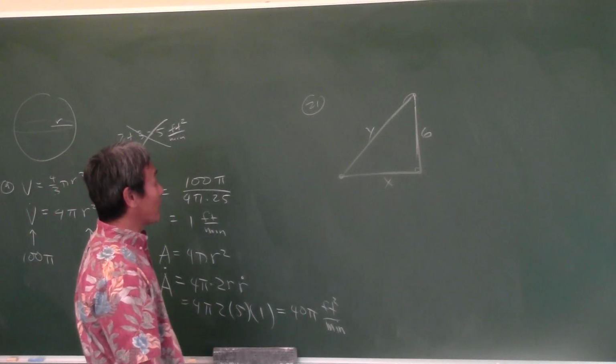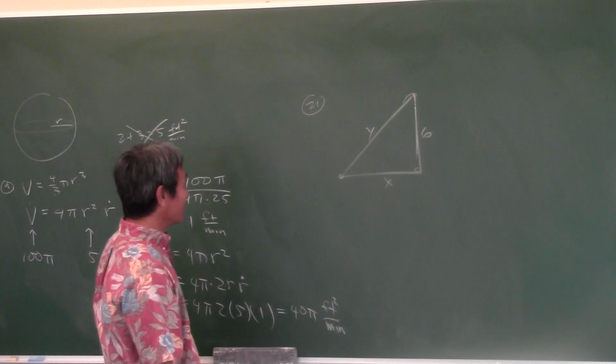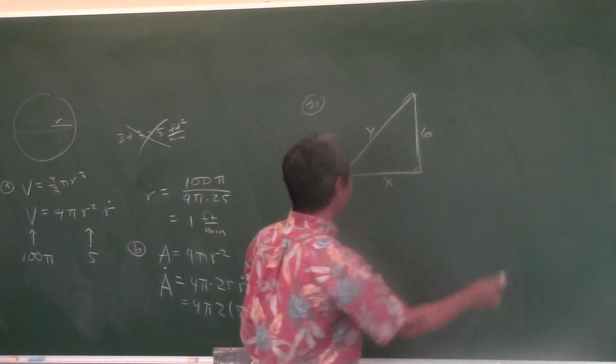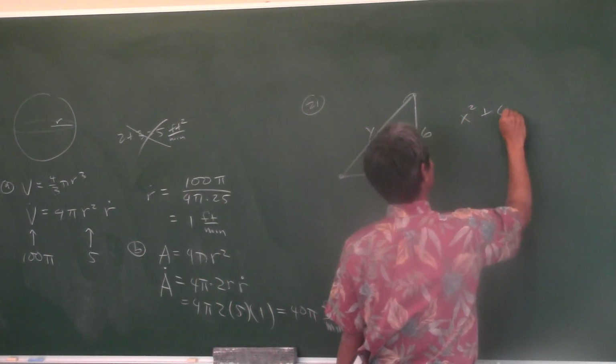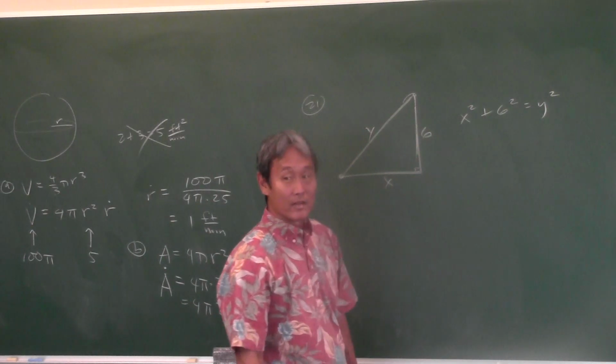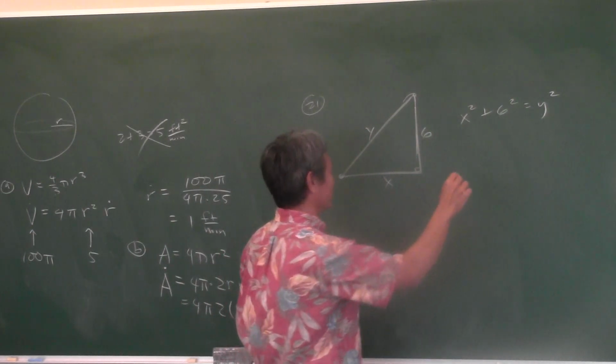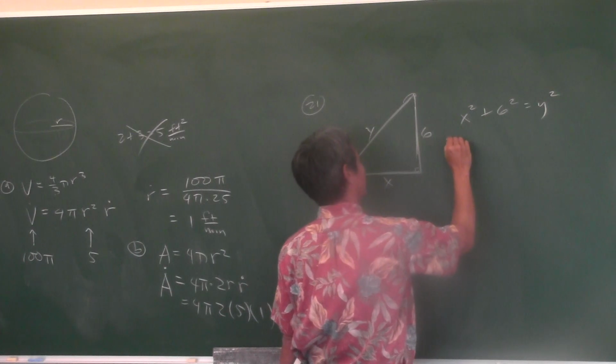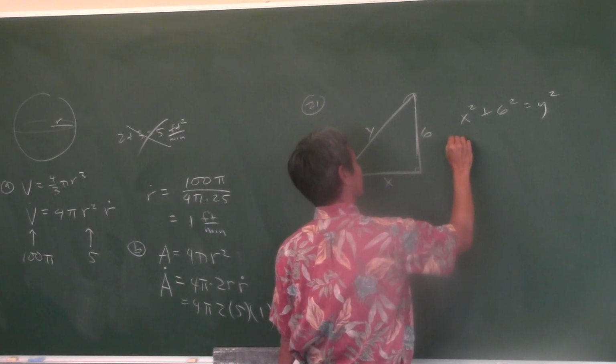So all you have to do is write the equation, which is the Pythagorean theorem. x squared plus 6 squared is equal to y squared. Second step, take the derivative with respect to time. Derivative with respect to time. Enough of your stalling tactics.